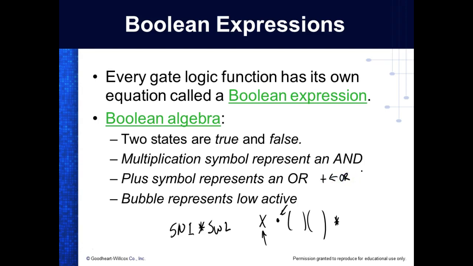We use bubbles to represent low active, which is sometimes true. I've seen them use apostrophes to represent low active. Depends on the application, but there are several symbols we use. When we say low active, we mean it's true when it's low, right?